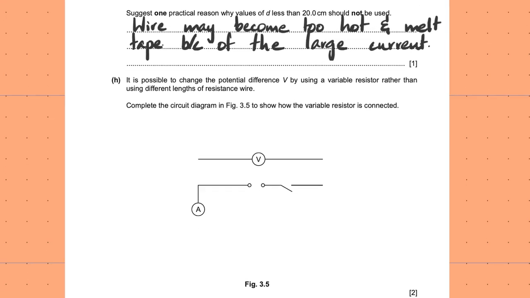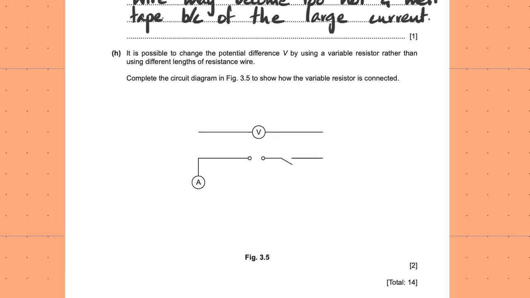It is possible to change the potential difference by using a variable resistor, then using different lengths of wire. Complete the circuit diagram shown in 3.5 to show how the variable resistor is connected. So with the variable resistor, I can see that this power supply and the variable resistor will be in series. So according to the potential difference rule, if the resistance of this increases, the voltage across here increases, and the voltage across here would decrease, right? So this is how the circuit diagram looks like.